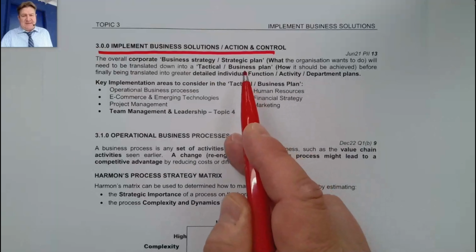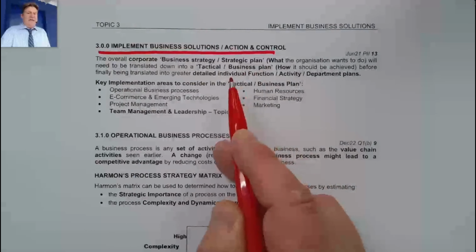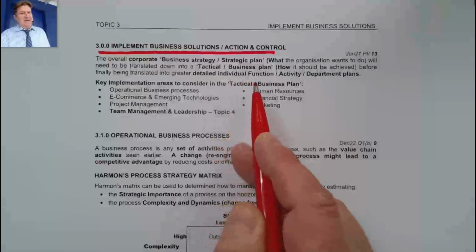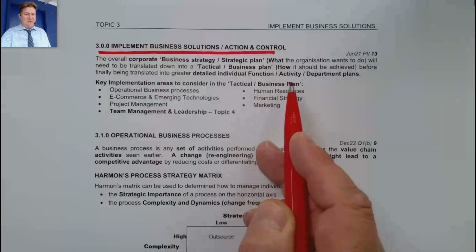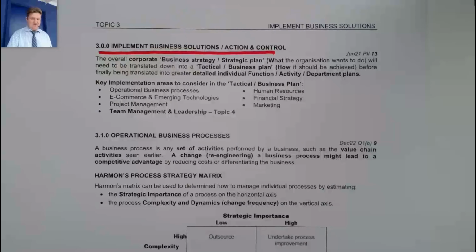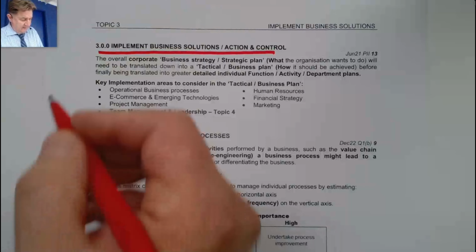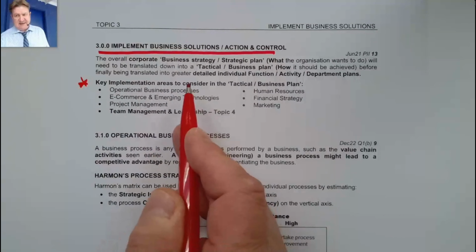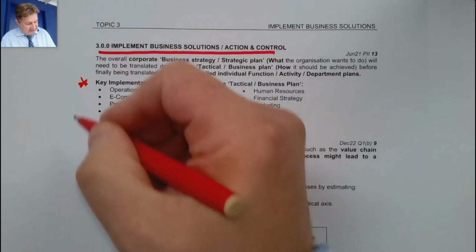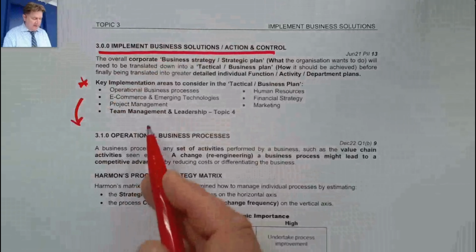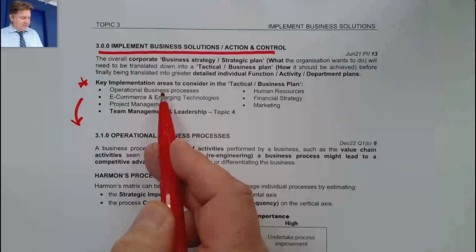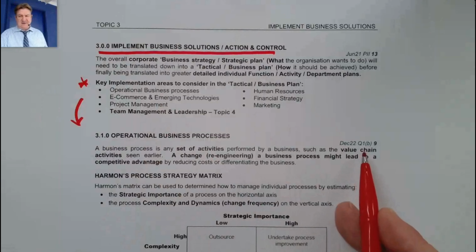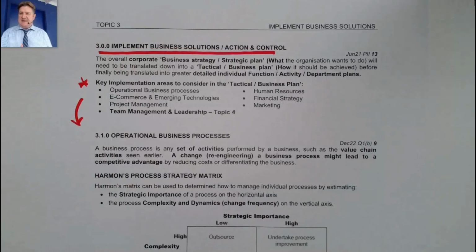That's known as a tactical or business plan before going into even greater detail on individual functions, activities or departments. The key implementation areas to consider in this topic 3 begin here underneath. Look, we've got operational business processes. It's been tested. I introduce the area, we've got examples, and I go through questions.